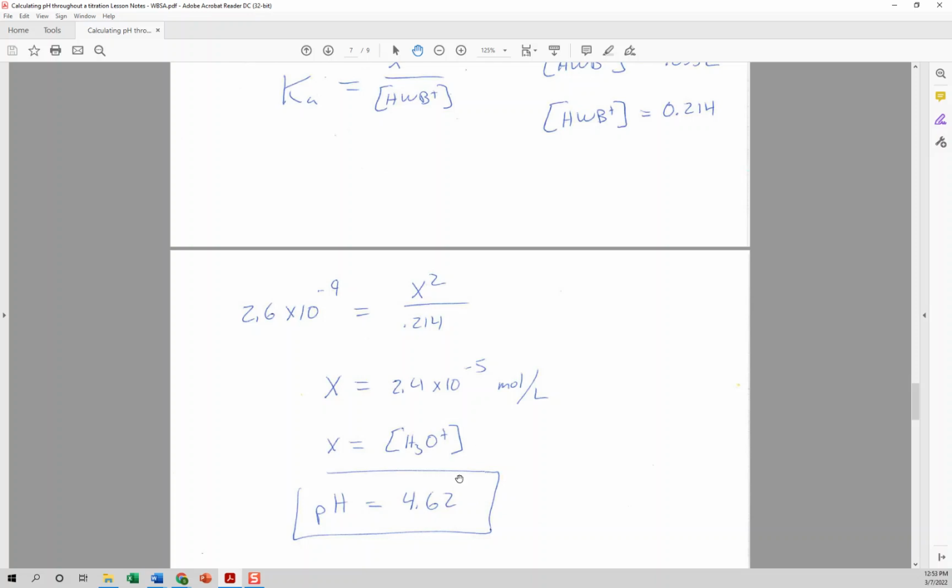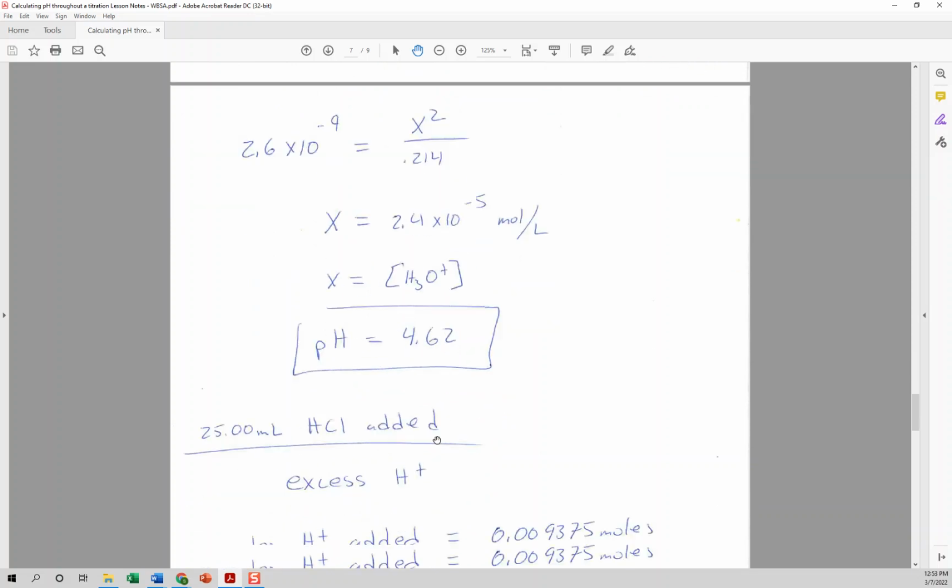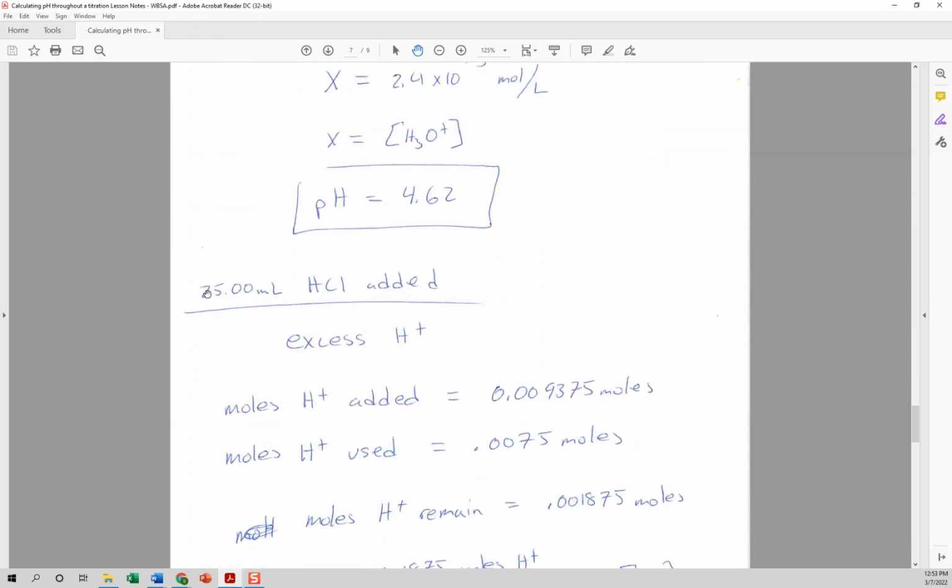All right. So the last one is beyond the equivalence point, where we've added 5 milliliters of HCl too much. So that means we have excess H plus. The H plus was being taken out by the WB, but eventually we ran out of WB. And so now we add H plus, but there's no place for the H plus to go. It just has to remain in solution. So what we have to do is figure out how many moles of H plus are left. Remember, it's not all the moles of HCl that we've added, because a lot of that H plus has been taken out by WB.